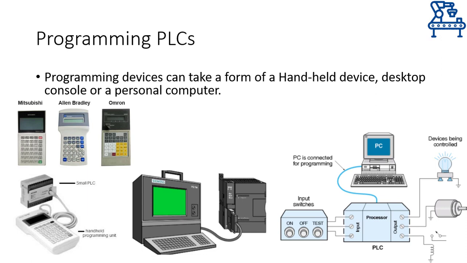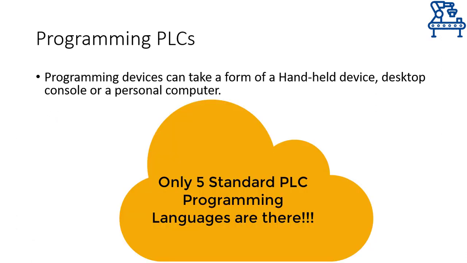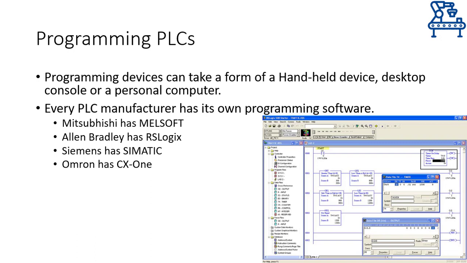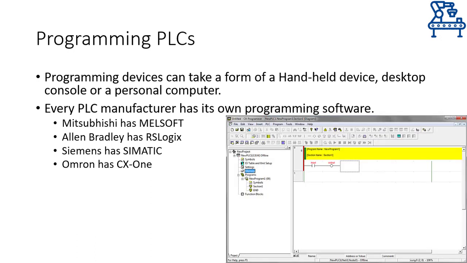Well, anyone even a bit familiar with programming knows that there are several different programming languages and software IDEs for those languages, but it would be a relief for you to know that for PLCs there are only 5 standard languages, and furthermore every manufacturer provides its own software for programming and communicating with the PLC. For example, Mitsubishi has MELSOFT, Allen Bradley has RSLogix, Siemens has Simatic, Omron has CX-One, and so on. Note that different series of PLCs from the same manufacturer might require different software provided by the manufacturer.